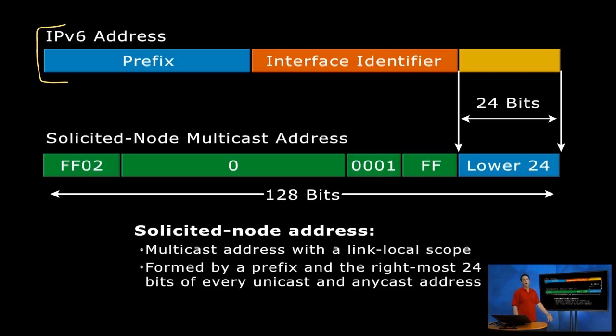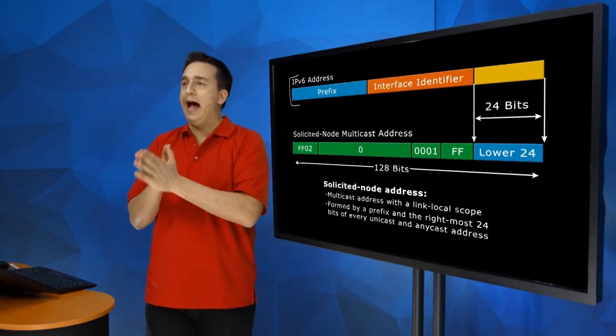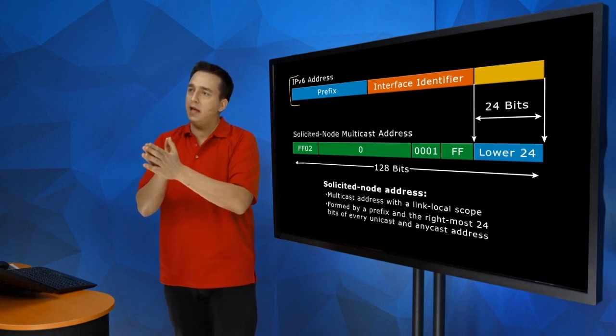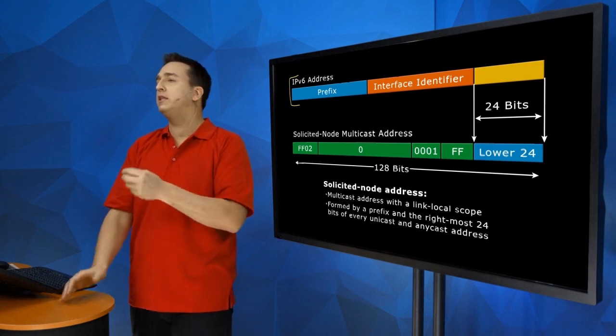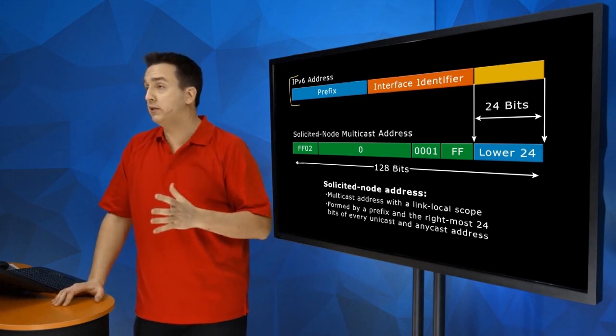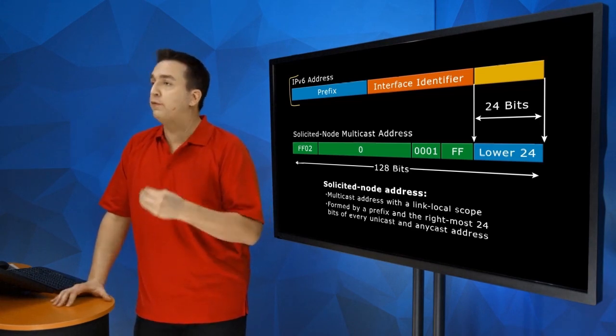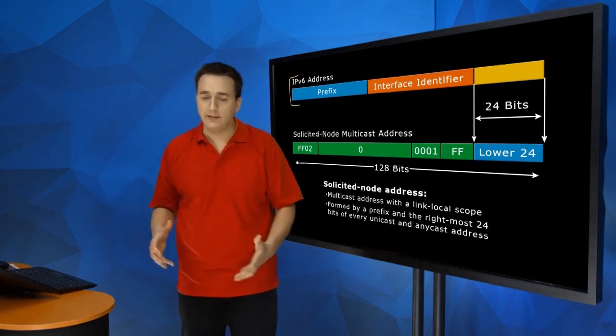So I know who I want to talk to. But remember, we're not broadcasting out anymore. We're not saying, hey, if you own this IPv6 address, give me your MAC address. That's not how it essentially works in this case. Here's what happens with IPv6. Whenever you have an IPv6 enabled interface on a device, the device joins very specific multicast groups.